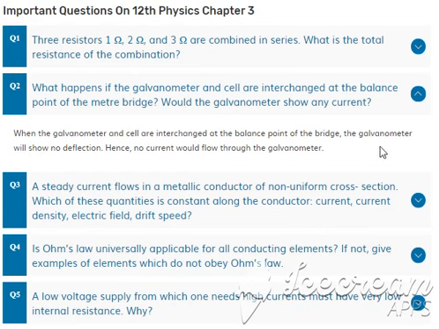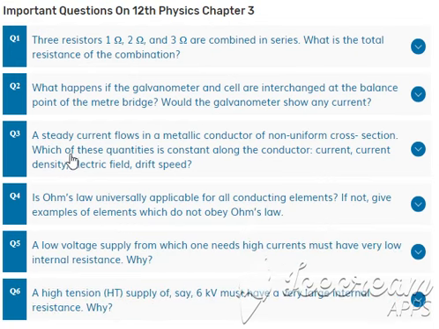the galvanometer. Next is, a steady current flows in a metallic conductor of non-uniform cross section. Which of these quantities is constant along the conductor? Current, current density, electric field, or drift speed? So in this question, there is a conductor of non-uniform cross section, and the question is, which of the quantities will remain the same, or will not change, or will remain constant?